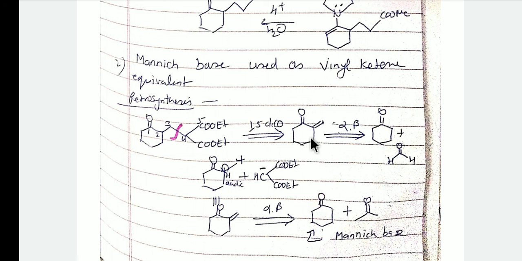The synthetic equivalent formed by the 1,5-diCO disconnection is this one, and on further disconnection of this synthetic equivalent from here, we get two compounds, cyclohexanone and formaldehyde. This compound is the Mannich base, and it is used in place of vinyl ketone equivalent during the Mannich reaction. So we can say this compound is the Mannich base.